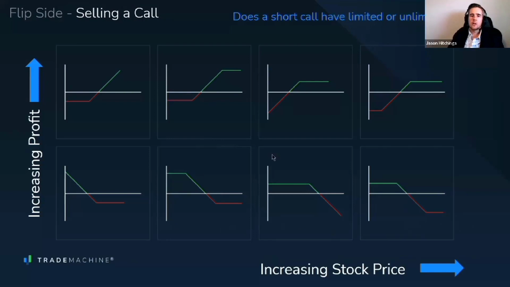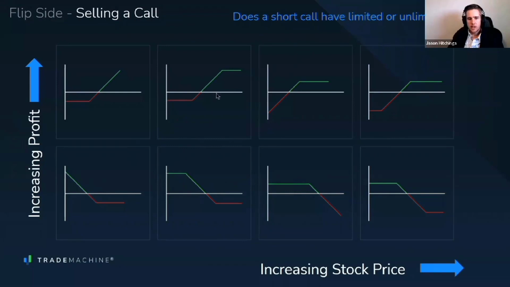And so when you're shorting a call, do you have limited or unlimited upside? The pictures that have unlimited upside will have a line that's going up. And it could be going left or it could be going right, because upside means profits, unlimited profits. A bearish position could have unlimited profits in this direction. A bullish position is going to have unlimited profits in this direction.